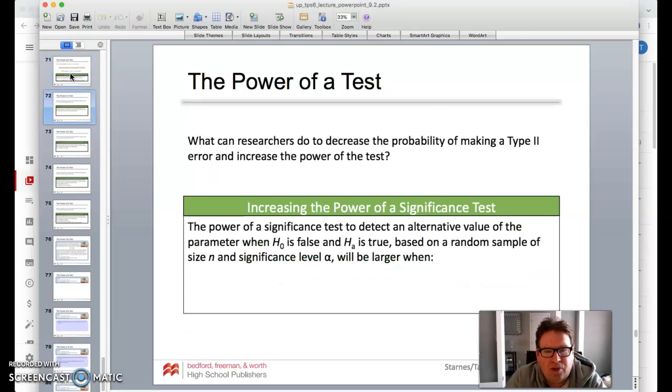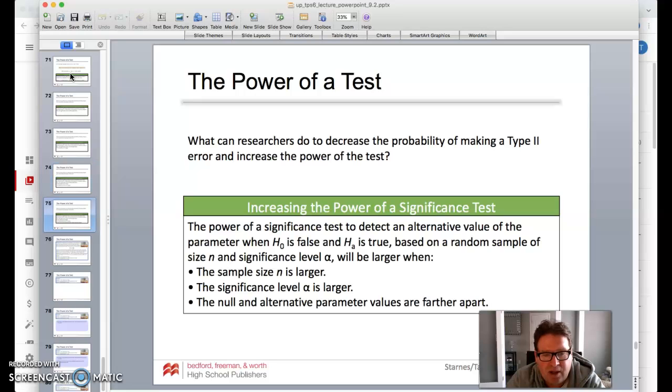Now, what can researchers do to decrease the probability of making a Type II error and increase the power of the test? Well, the power of a significance test to detect an alternative value of the parameter, when the null hypothesis is false and the alternative hypothesis is true, based on a random sample of size n and significance level α, will be larger when the sample size is larger. Okay, all right. We also get more power when the significance level is larger, and when the null and alternative parameter values are further apart.